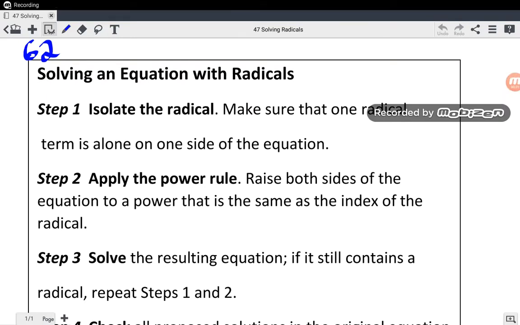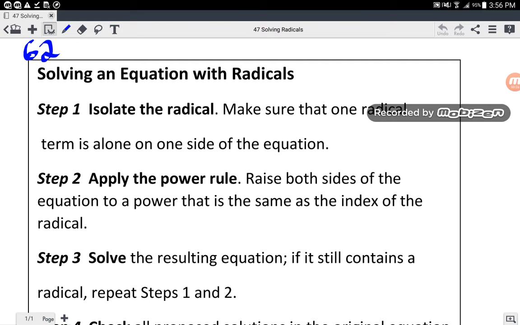Good morning. This is the beginning of Unit 4B. It's going to be starting off with solving radical equations. We're going to be doing graphing radicals, graphing piecewise functions, graphing absolute value functions. But today this is the only topic.